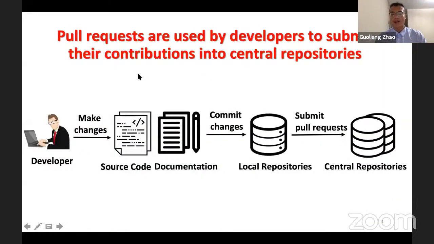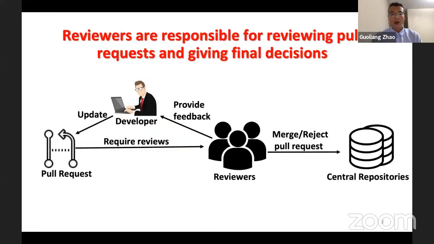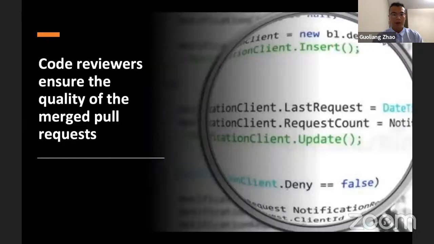So pull requests are used by developers to submit their contributions into central repositories on GitHub. Reviewers are responsible for reviewing pull requests and giving final decisions about whether to merge the pull request into the central repository or just reject the pull request. Code reviewers ensure the quality of the merged pull requests.